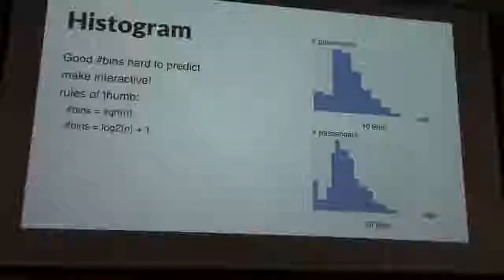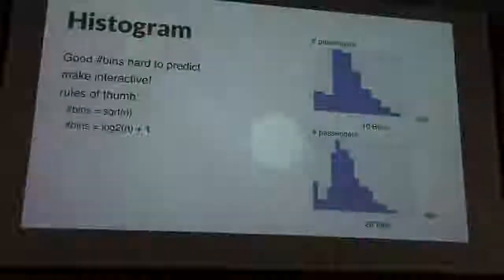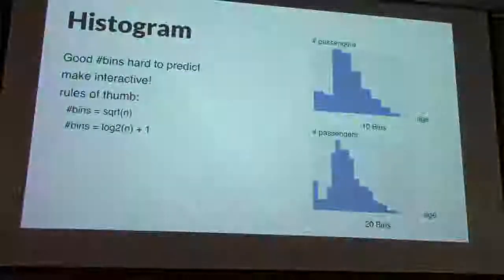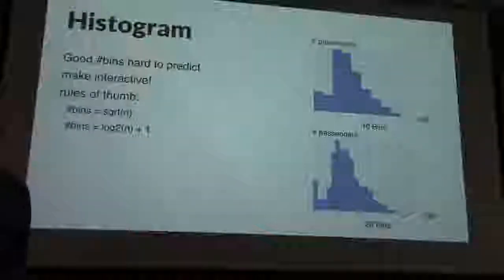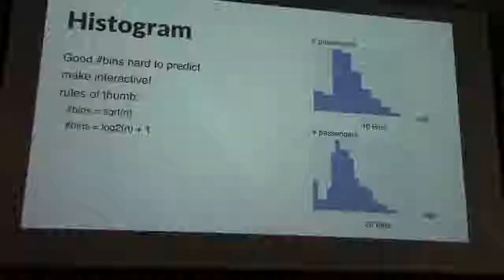These are, let's say, passengers on public transport. In the top one, it seems like there are not a lot of people under 20, and there doesn't seem to be a lot of variation between children under 10 and children between 10 and, let's say, 18. But if we have an increased number of bins, we can see that there's actually probably a fair number of babies among these passengers, whereas there are few toddlers.